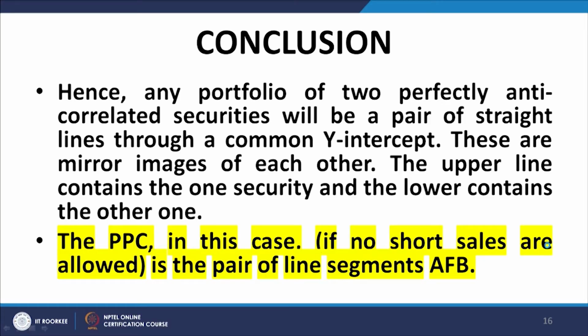So, to conclude, as far as perfectly anti-correlated securities are concerned, any portfolio of two perfectly anti-correlated securities will be a pair of straight lines through the common y intercept. These are mirror images of each other, and the upper line contains one security and the lower line contains the other security. The portfolio possibilities curve, if short sales are not allowed, is the pair of line segments A F and F B.